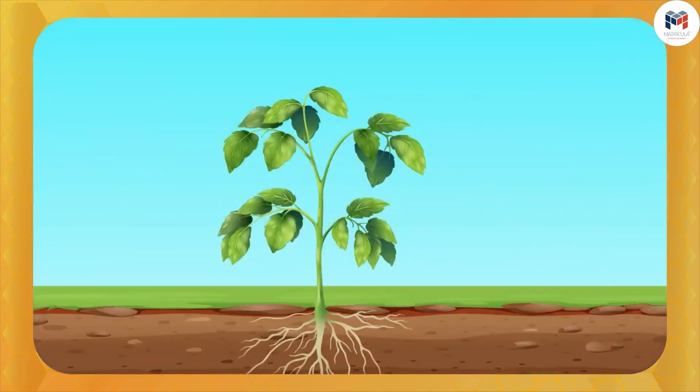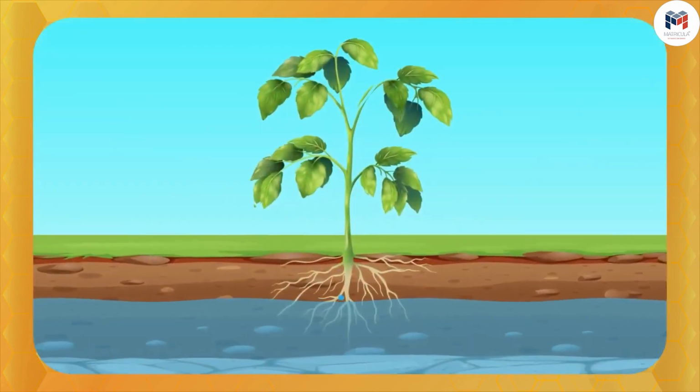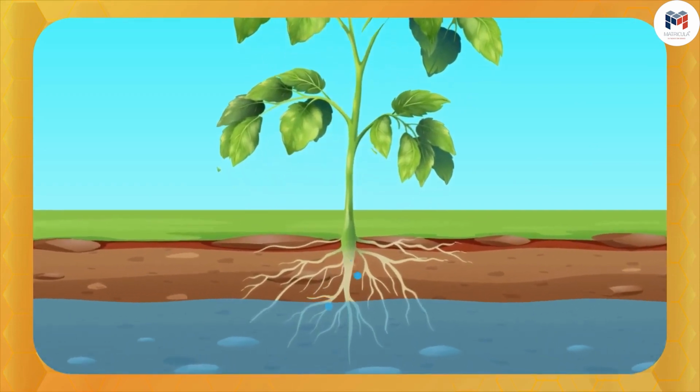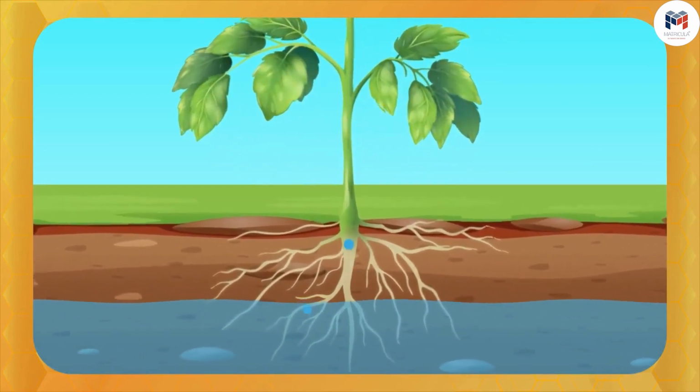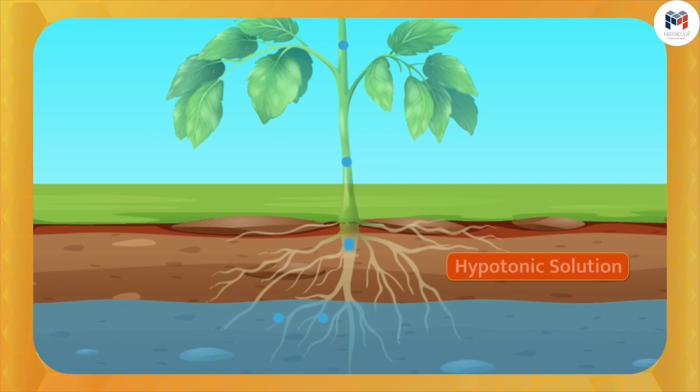Well, through this osmosis process, only plants absorb water from the soil. Let's see how. For example, here this plant is planted on the soil. There will also be water in the land and many salts dissolved in it. These salts are very important for the plants. Now, the amount of water in the root cells is less in the plant. So, the groundwater will act as a hypotonic solution.